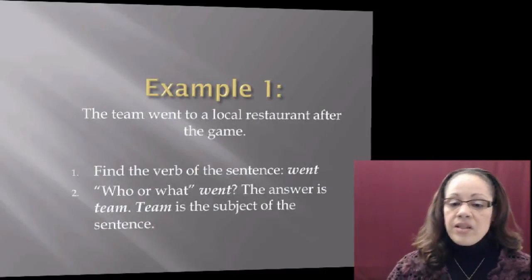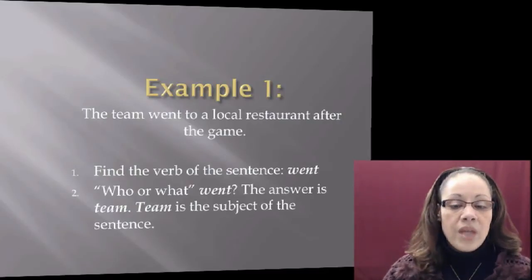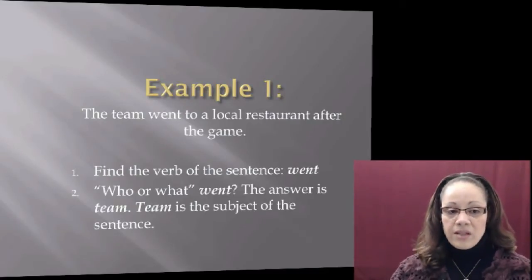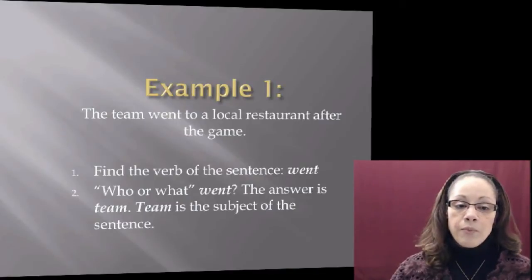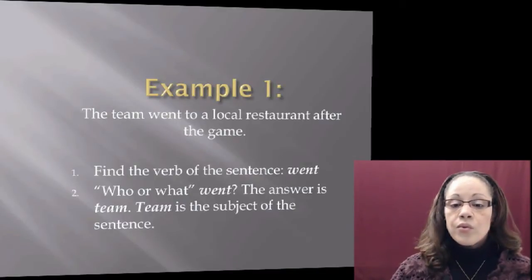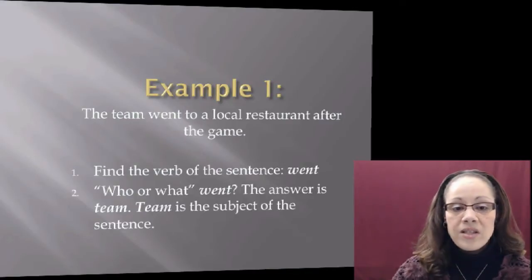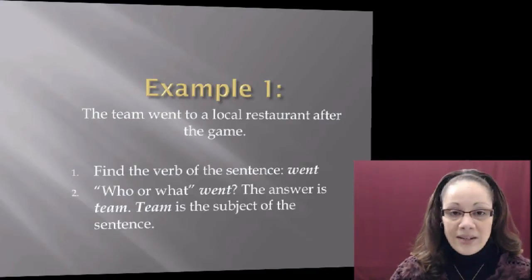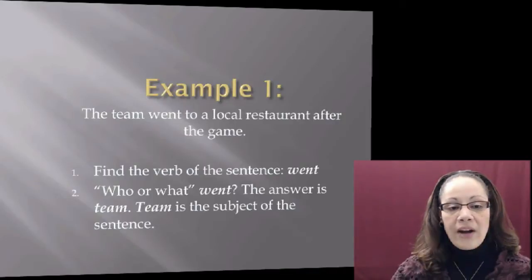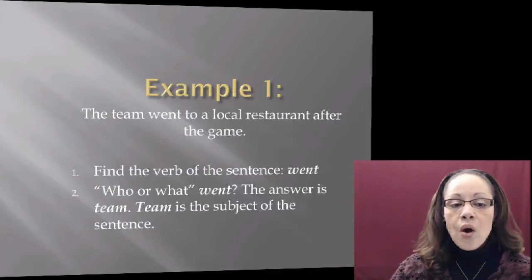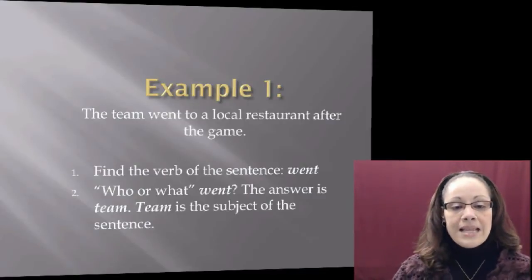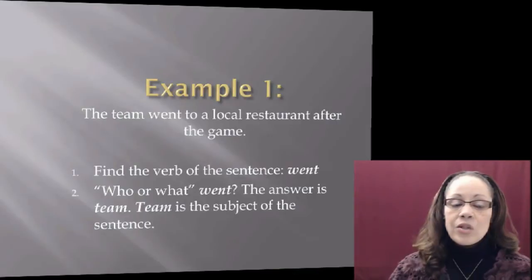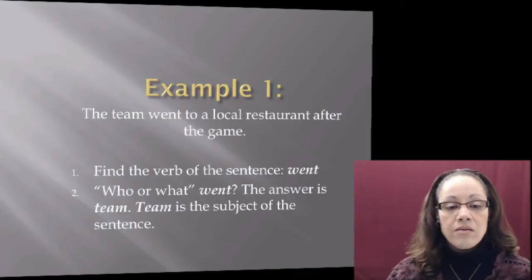I have a couple of examples that I want to go over with you. Example number one, we have this sentence: the team went to a local restaurant after the game. Step number one, which is rule number one, find the verb of the sentence first. Went is our action verb. We locate our action verb, went. Then rule number two is who or what went. We have to ask that question to find our subject. The answer is team. So team is the subject of our sentence.